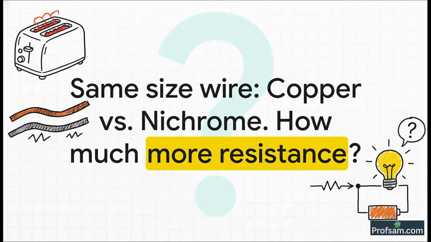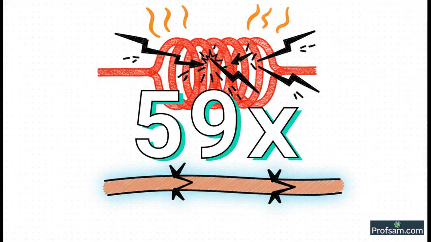Okay, let's make this feel real. You know nichrome, right? It's the material that's used in your toaster wires and heaters. So if we take two wires of the exact same length and the exact same thickness, one made of copper and one of nichrome, how much more resistance do you think the nichrome wire has? Just take a wild guess. 59 times. Can you believe it? For the exact same size, the nichrome wire has almost 60 times more opposition to the flow of current.